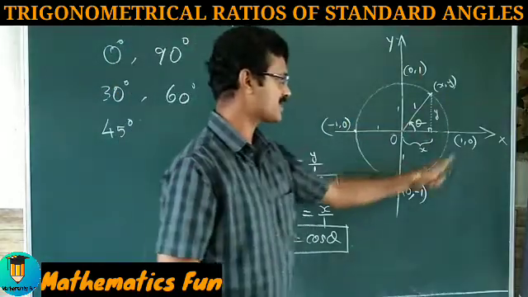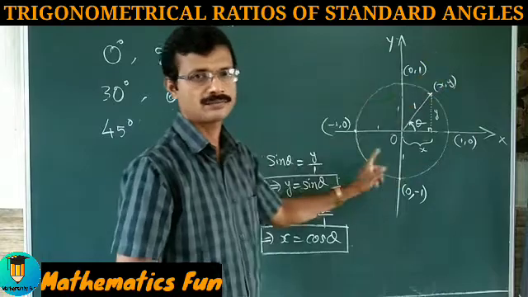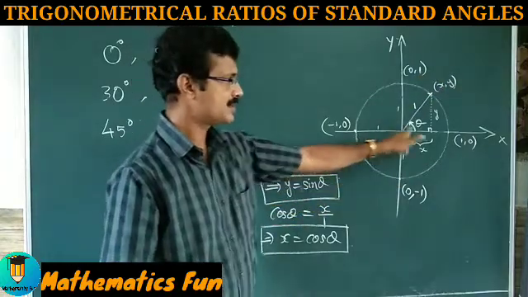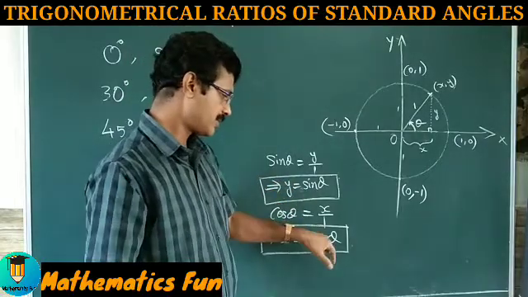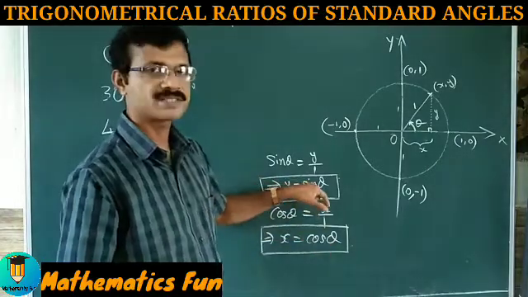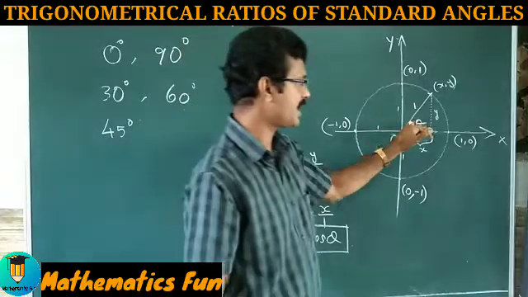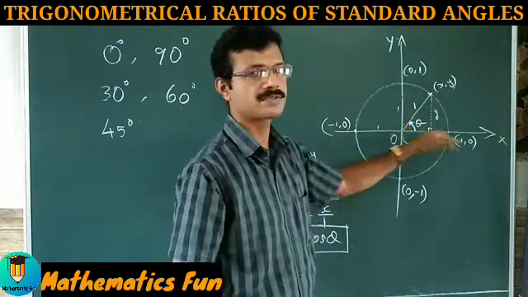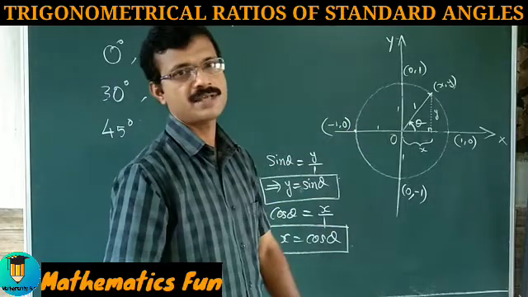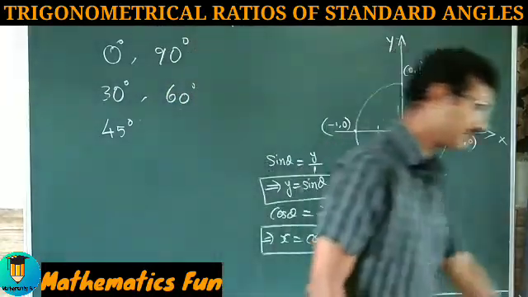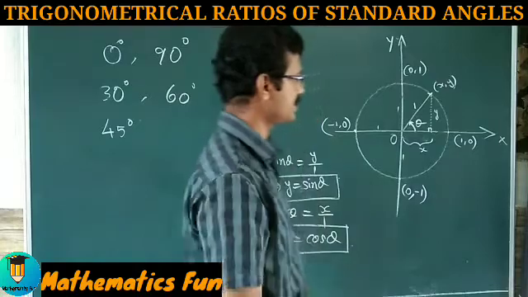For any point on the circumference of the unit circle, the circle with unit radius, its x coordinate will be cos theta and y coordinate will be sine theta, where theta is the angle made by that particular radius with the x-axis. This is the general conclusion we can make from this diagram. Now we will come to different situations.